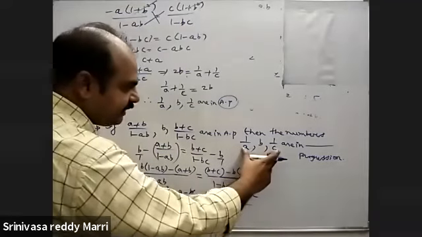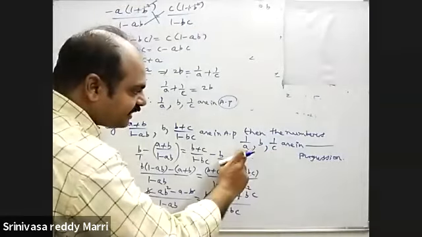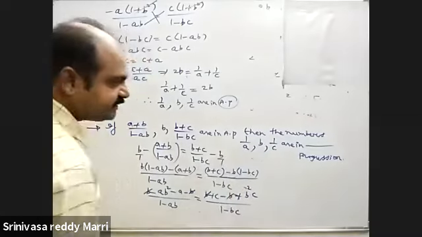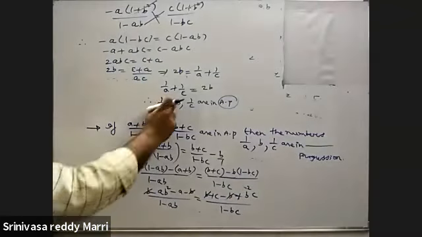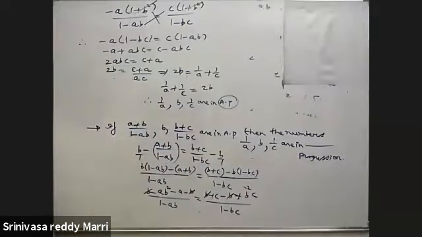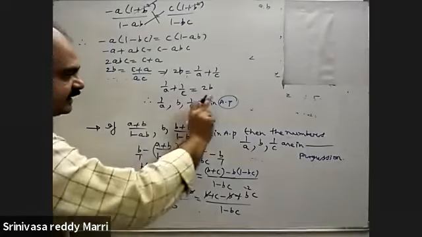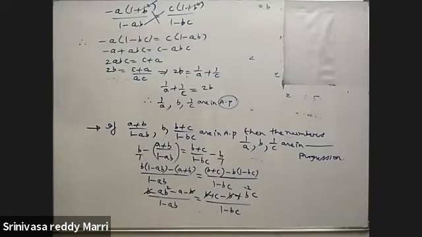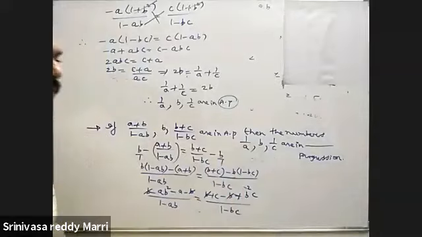Whether to check these numbers are in AP or not, you check whether this plus this equal twice into this or not. We got that only. First plus last equal 2 into middle. That means these numbers will be in AP. Like that, directly 3 terms. If he is asking, prove that first plus last equal twice into middle.